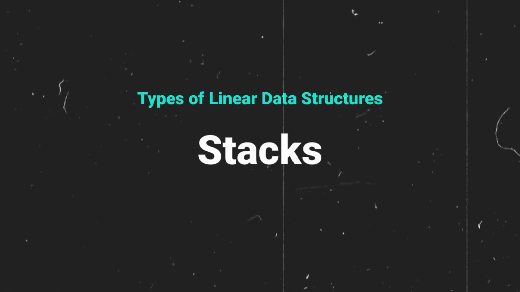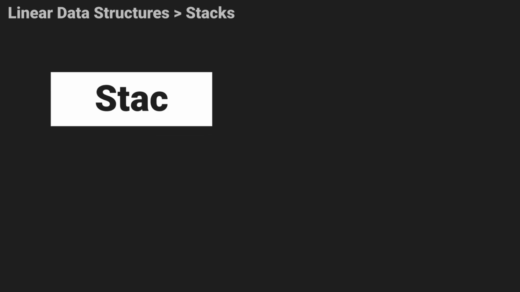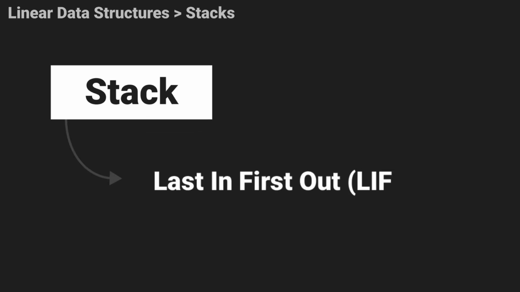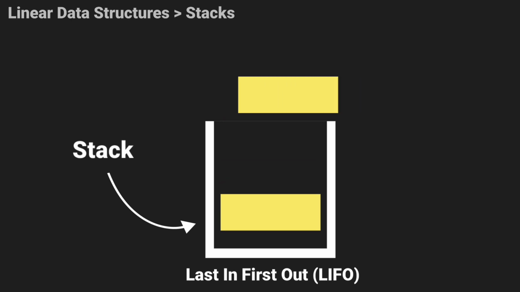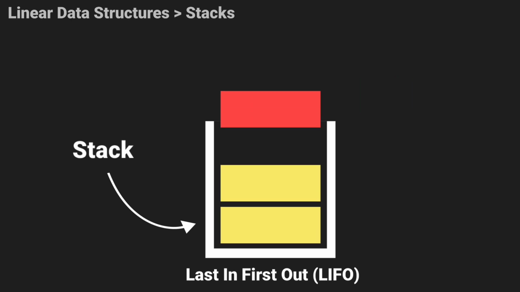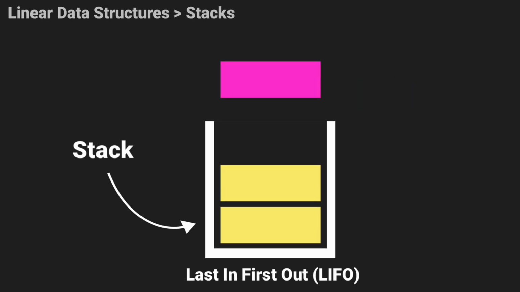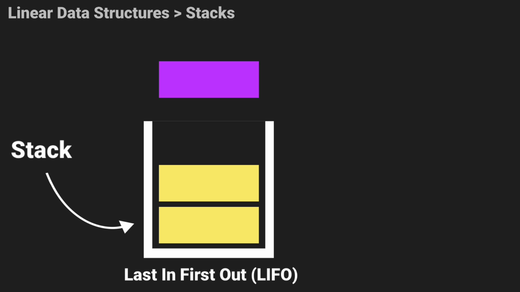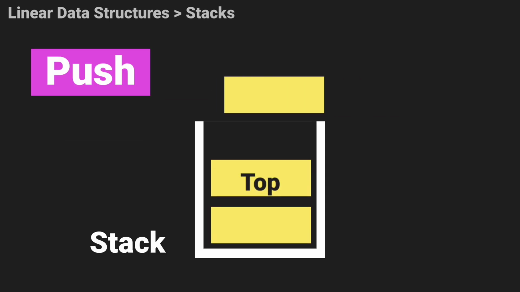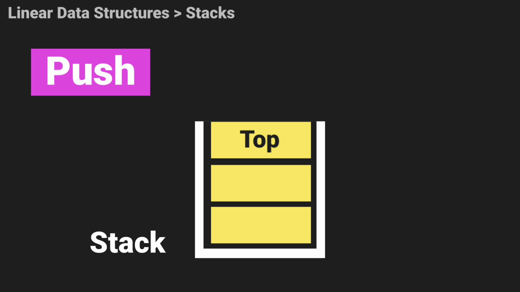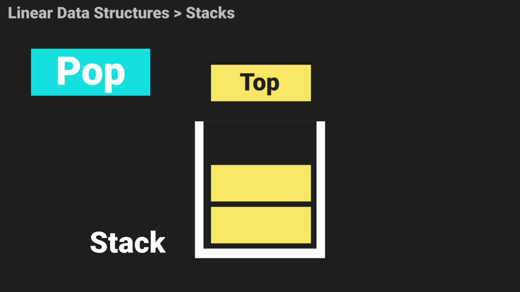Next is stack. A stack is a linear data structure that follows the last in first out, LIFO, principle, meaning the last element added to the stack is the first one to be removed. It supports 2 main operations, push and pop. Push, which adds an element to the top of the stack, and pop, which removes the top element from the stack.